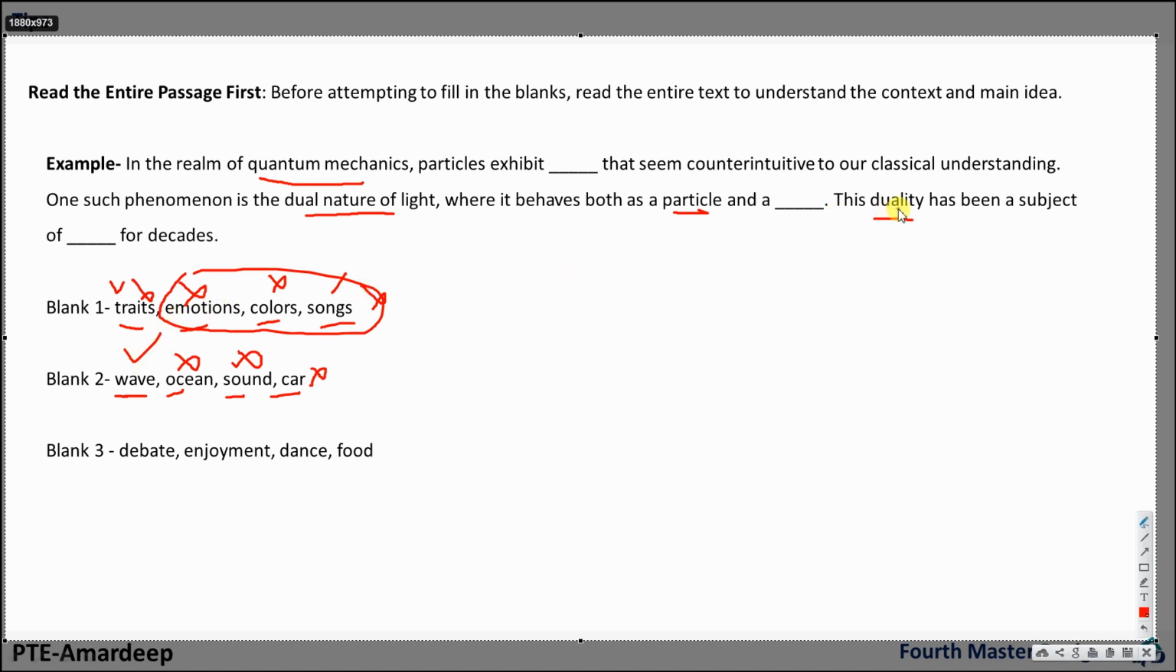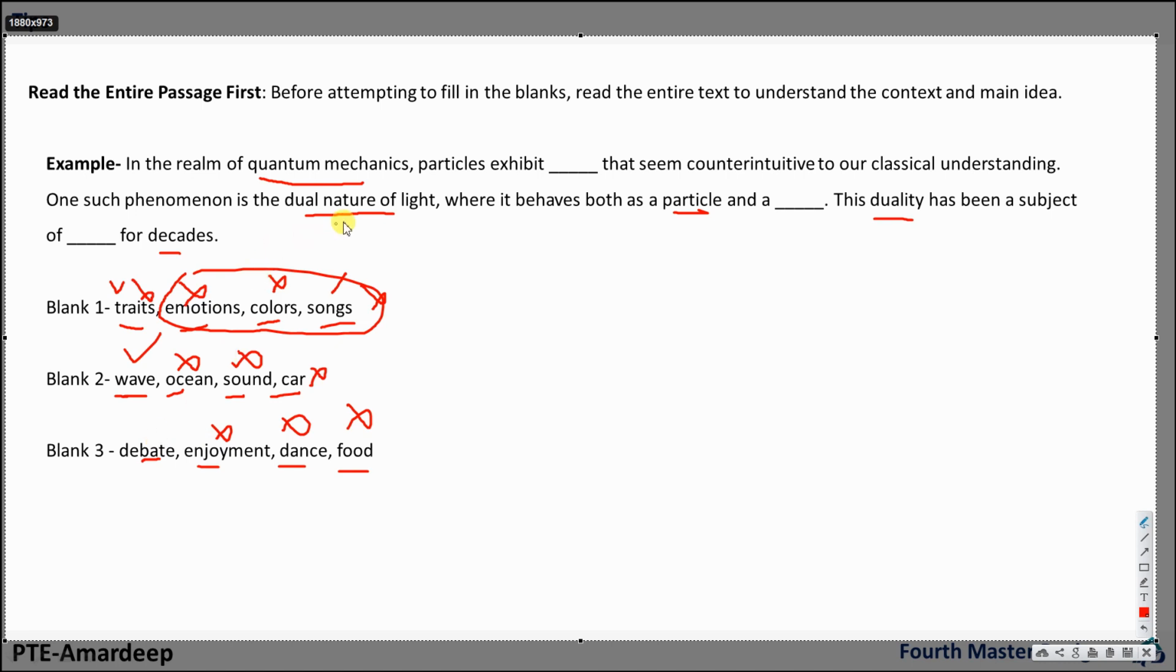This duality has been a subject of dash for decades. It means they are talking about time. I got the idea. Has been a subject of debate, enjoyment, dance, food? Totally unrelated. Enjoyment? This is a technical academic topic. Enjoyment for decades? No. A debate for decades.